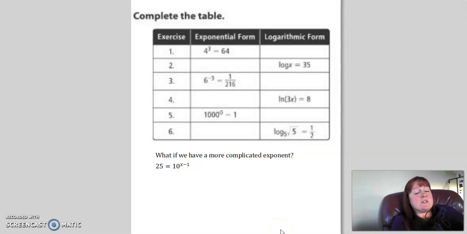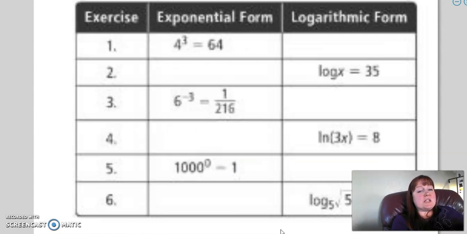We're completing the table and switching in between exponential form and logarithmic form. This is something that we should be able to do super quick, and if you can't, we're just going to keep practicing it until you can do this really quickly.